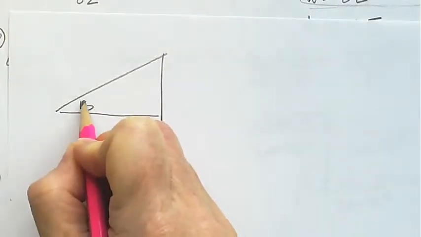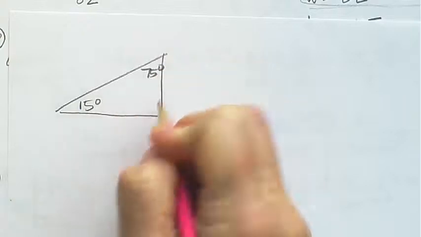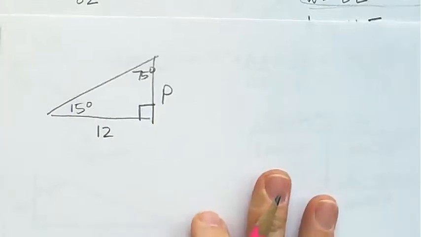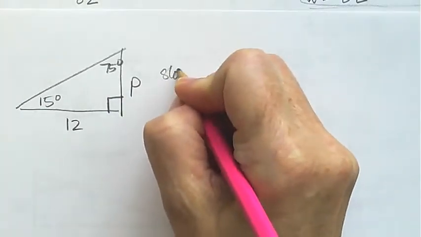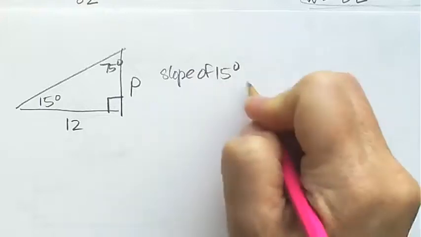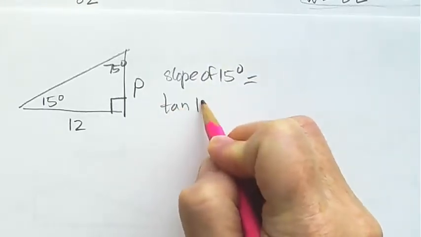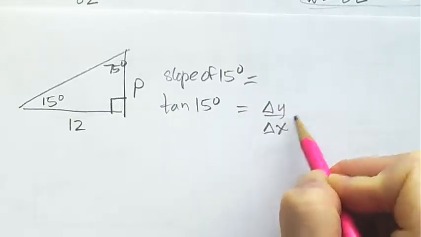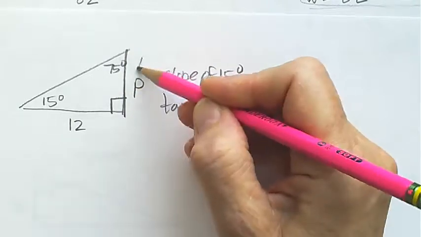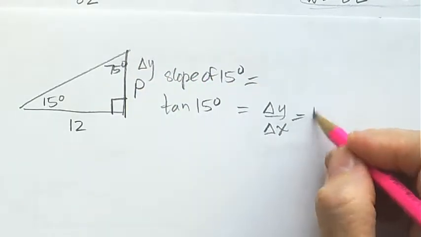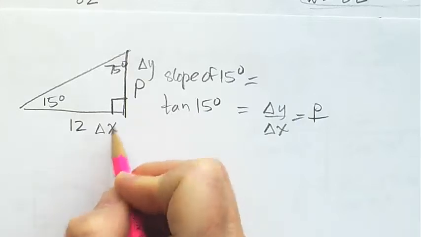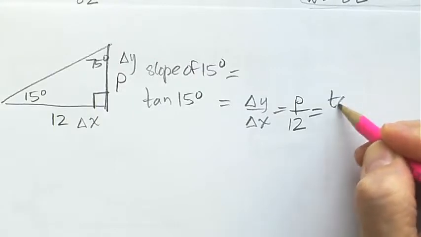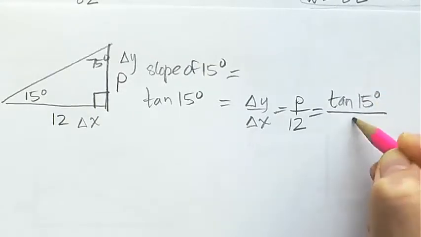If instead I had focused on 15 degrees as my reference angle, okay, 12 is right here, P is right here, I would set that up by saying the slope of 15 degrees, which is the tangent of 15 degrees, is the change in y over the change in x. Here, the change in y would be P, and the change in x would be 12. So then P over 12 would give me tangent of 15 degrees over 1.